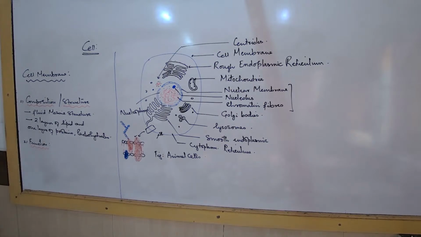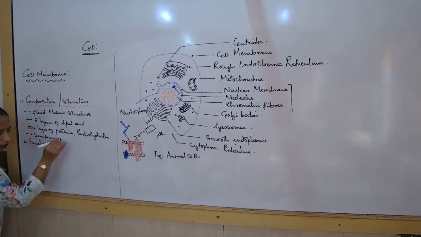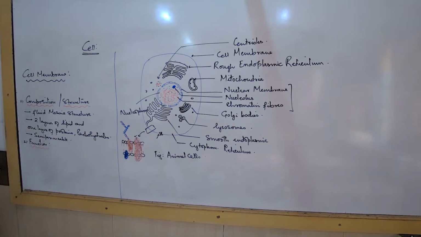So when we are talking about the composition and the structure, we have to understand one specific feature here, that the plasma membrane is known to be semi-permeable. We'll learn certain properties regarding semi-permeability after some time. First of all, let us learn about the cell. The plasma membrane is semi-permeable.